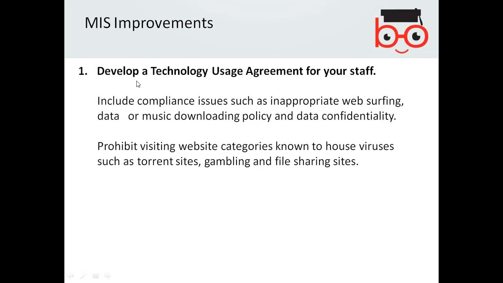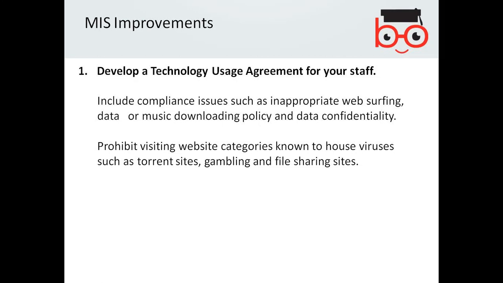Improvements. The number one key point is to develop a technology usage agreement for your staff. Whatever technology you are providing to your staff, you should have an agreed usage. You should have an agreement between the staff and you about how they will be using the equipment, IT and everything. For example, include compliance issues such as inappropriate web surfing, data or music downloading policy, and data confidentiality.